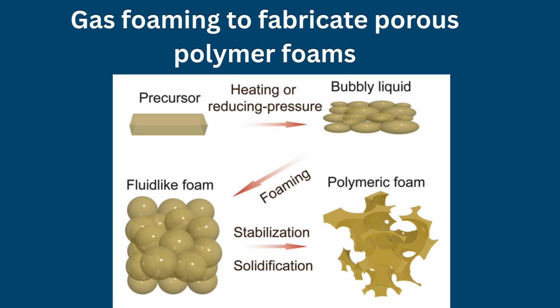Gas foaming is an industrially relevant method that involves the introduction of a blowing agent into a polymer matrix, followed by nucleation and growth of gas bubbles to form a porous structure. This approach is particularly effective for producing materials with extremely high porosity and low density. The resulting foams can exhibit either open or closed pore structures, depending on processing conditions. Gas foaming is widely used in the production of polymer foams for insulation, cushioning, and structural applications.